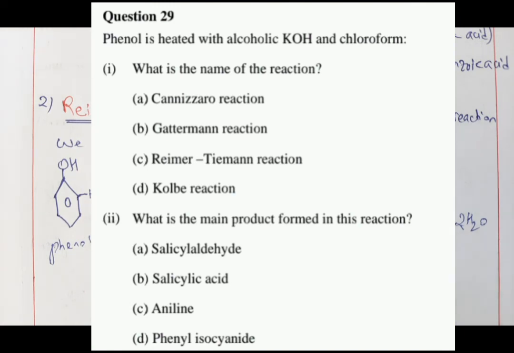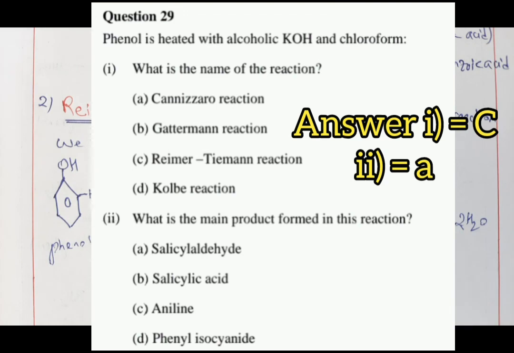The question which came in the sample paper was from the normal Reimer-Tiemann reaction. In the Reimer-Tiemann reaction, phenol, chloroform and aqueous KOH react, but in the sample paper it is written alcoholic KOH, which is wrong. It should not be alcoholic potassium hydroxide, it should be aqueous. And the product so formed, there are 4 options, so the answer is salicylaldehyde. You can see the question paper. So hope you understood.